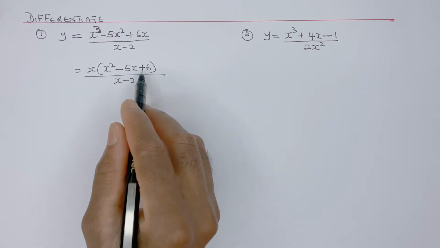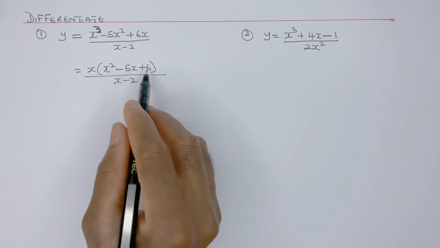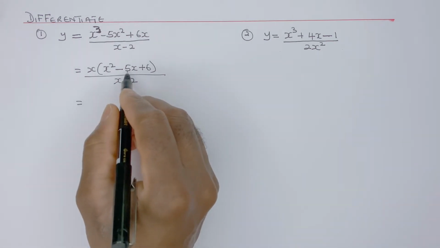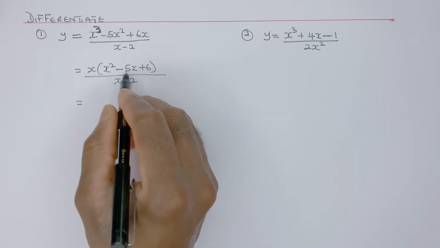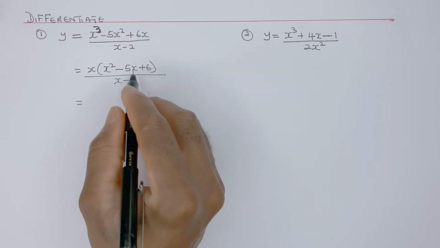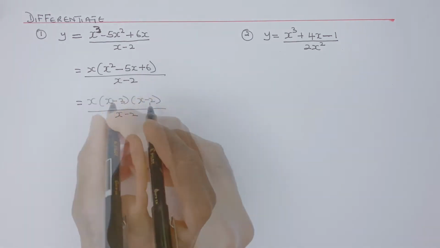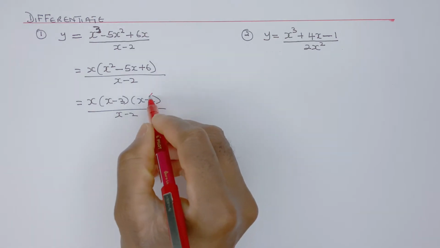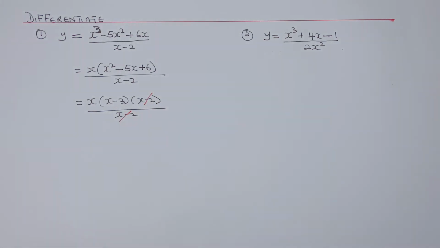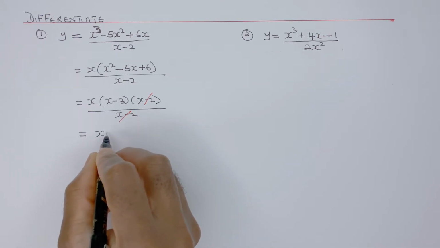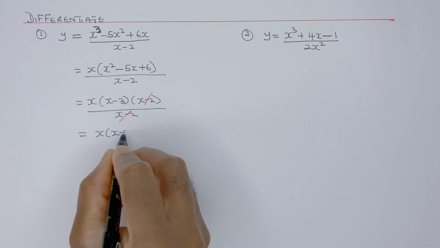Now I need to factorize the square bracket as well. I can see that minus 2 and minus 3 would help: x minus 2, x minus 3. So yes, there is a common factor: the x minus 2 in the numerator and x minus 2 in the denominator. Therefore, I'm left with x into bracket x minus 3.